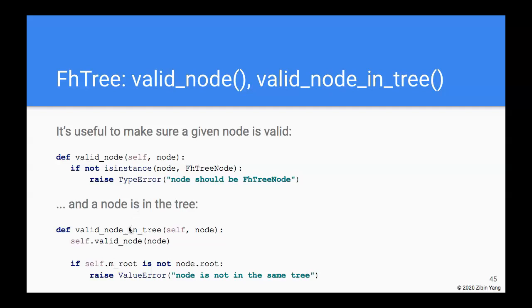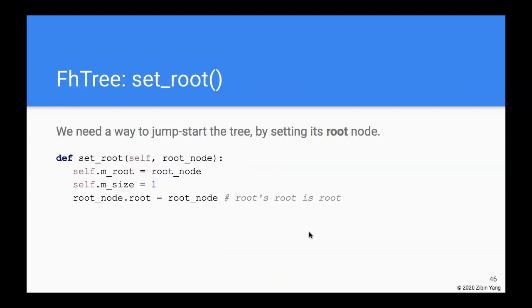The second one is also useful, to validate that a given node is part of the tree. First it validates that the node is a node, and then it checks that the root of the tree is the root of the given node, and if it is not, then there is a problem. As you can see, we're definitely not using duck typing in our tree implementation because we're checking for types. Now we're ready to actually add a node to the tree.